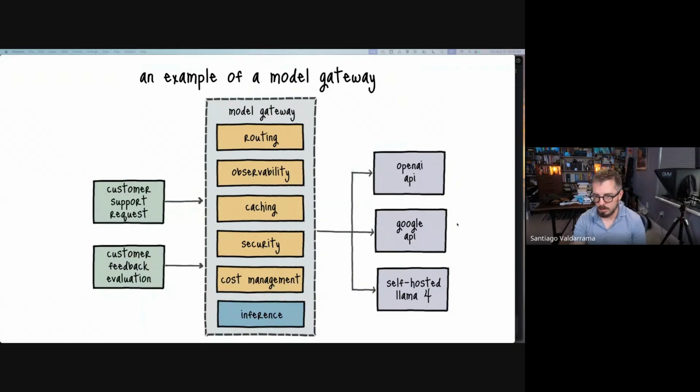So here are a few examples of the things that you can do when you have a model gateway. Number one, routing. Number two, observability. That means that in my model gateway, now I can log everything that's going through it. I can log every request. I can log every response. I can keep traces of everything that's going on in this model gateway. I can also do caching. Somebody asked about prompt caching. Well, this could be a place where you do some caching, okay?